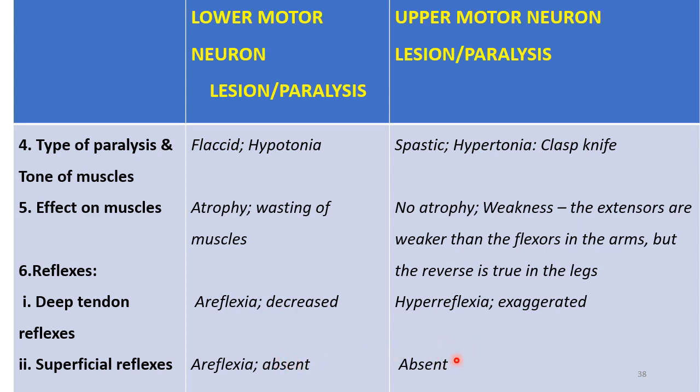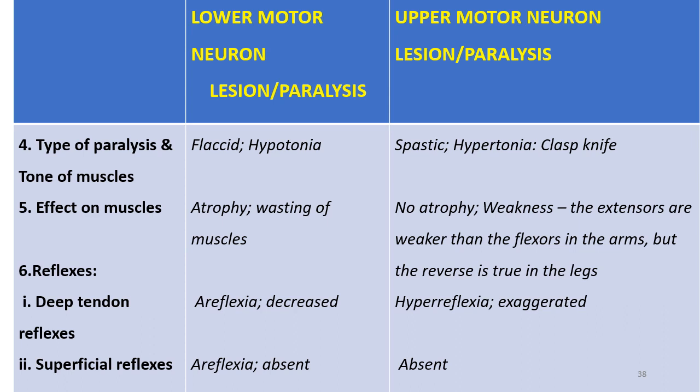Here in the upper motor neuron lesion, again the superficial reflexes are lost, but here see the deep reflexes are present. They are exaggerated, but here they are absent. If you remember, the superficial reflexes are controlled by these upper motor neurons. They keep them in a facilitated state, so they are absent.